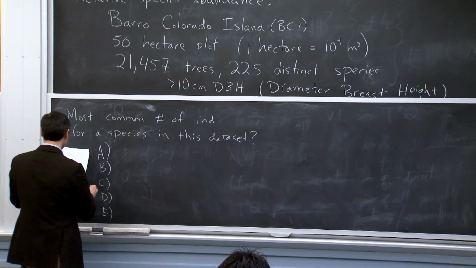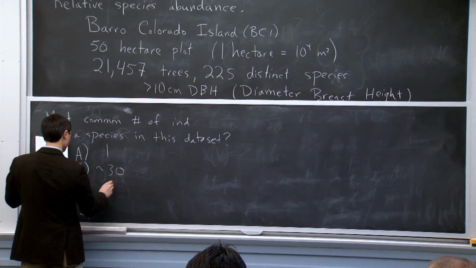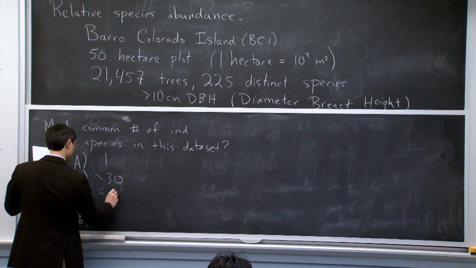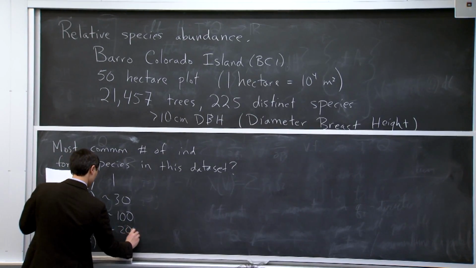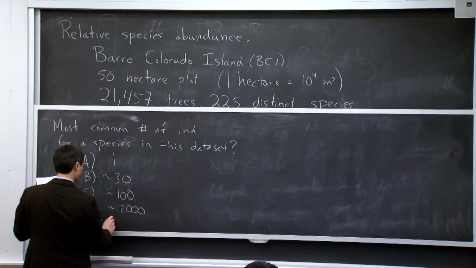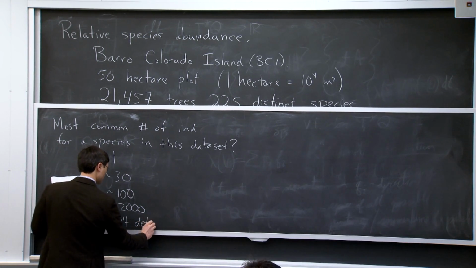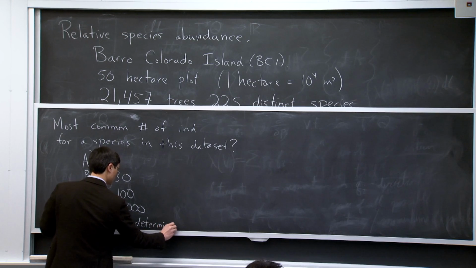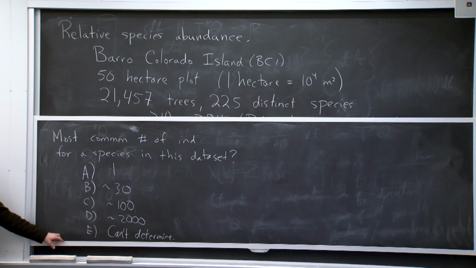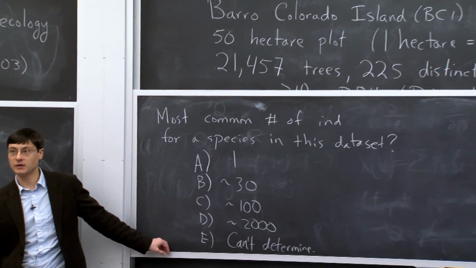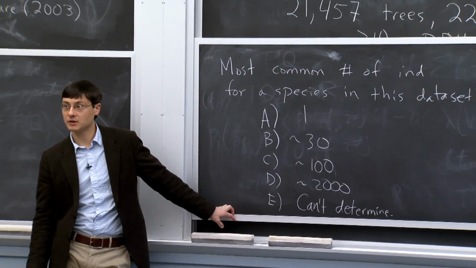We're going to do approximate, so we'll say 1. Or this can't be determined. We want to know what is the mode of this distribution of the number of individuals for each of these species. Do you understand the question?